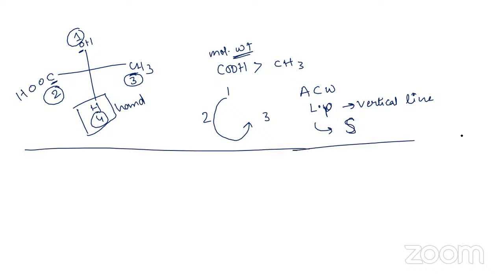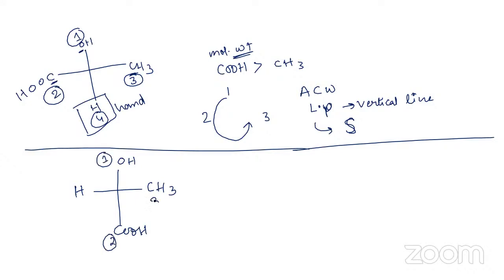Now, just remember this one: OH, CH3, COOH, and H. Now, it is very clear that number 1 will come here, number 2 will come here, number 3 will come here, number 4 will come here.